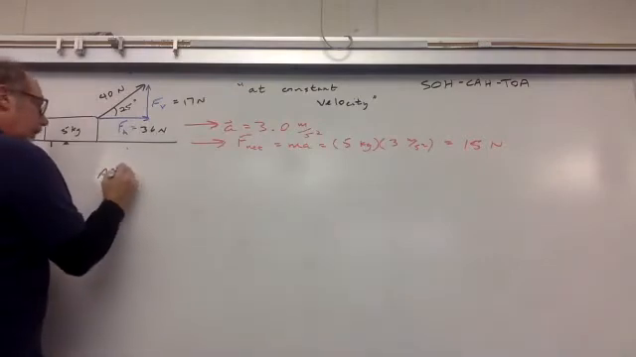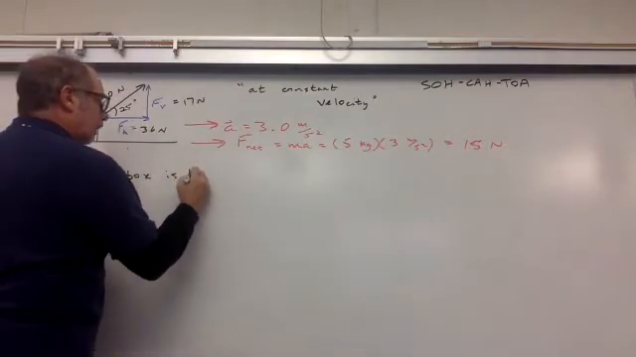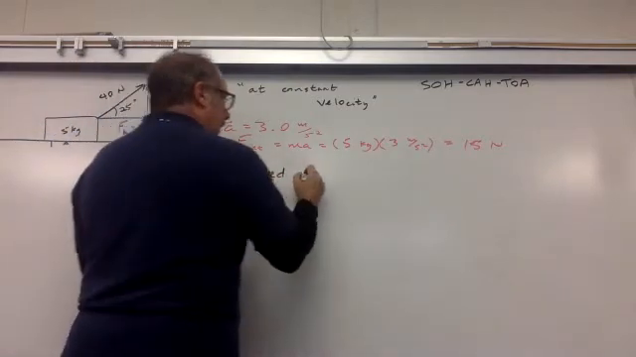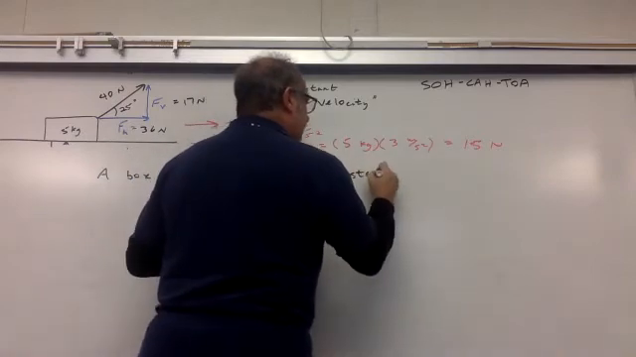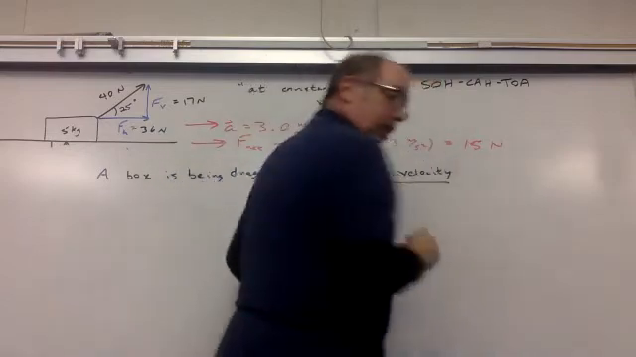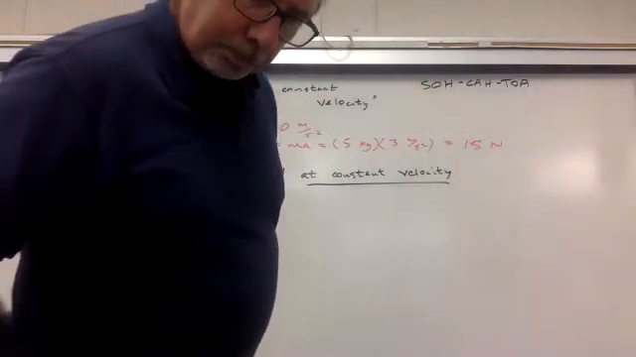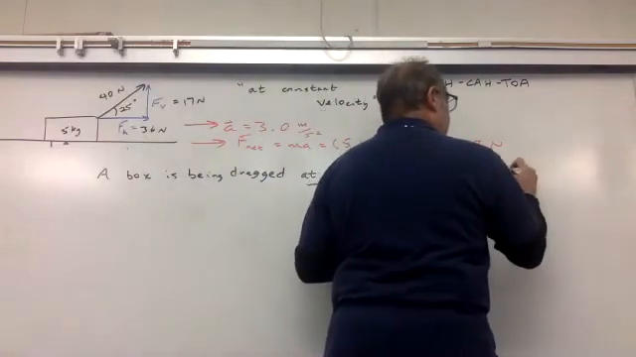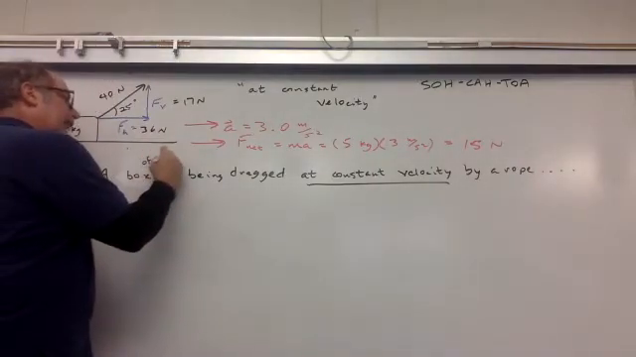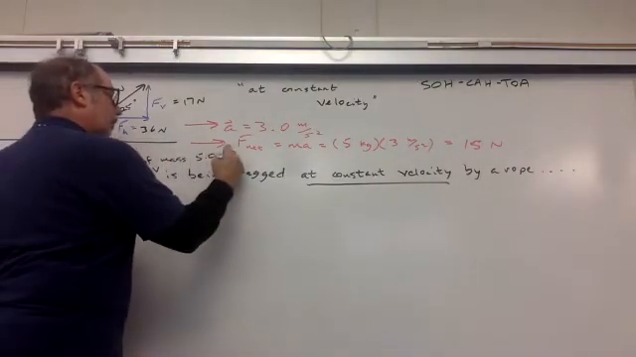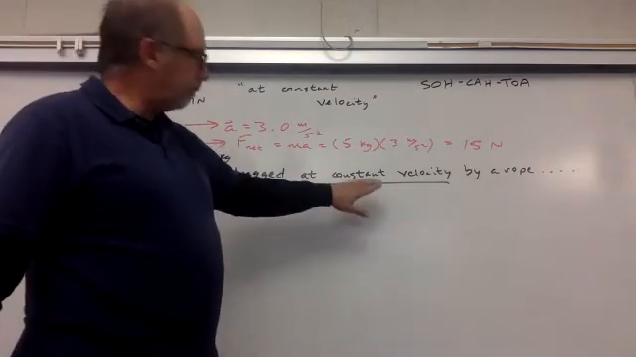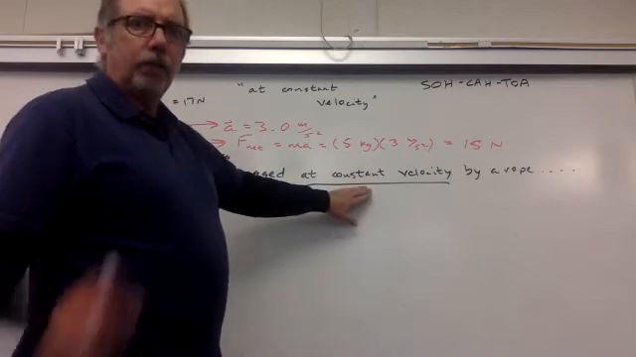So what it should say is a box is being dragged at constant velocity by a rope, dot, dot, dot. A box of mass 5 kilograms. Sorry, I meant to include the words at constant velocity. I want to put that in there. So add those words.